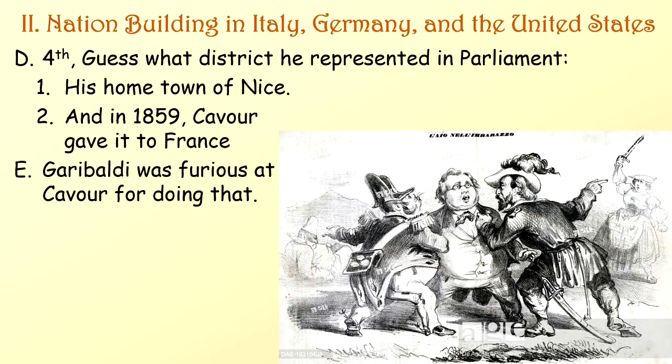Fourth, guess what district Garibaldi represented in Parliament? His hometown of Nice. And in 1859, Cavour gave it to France. Garibaldi was furious at Cavour for doing that.